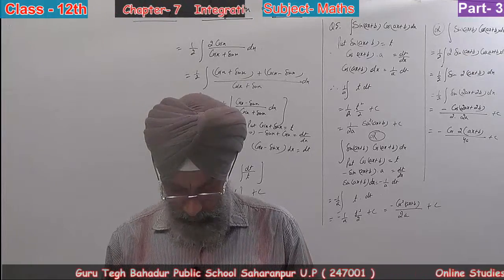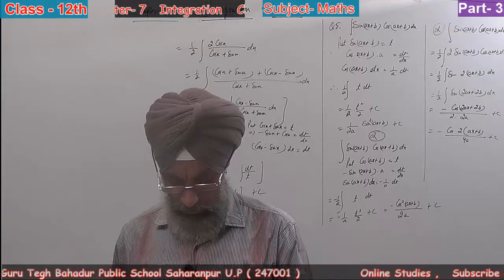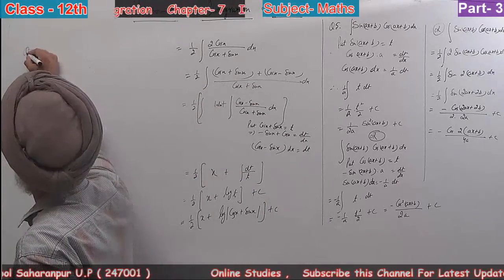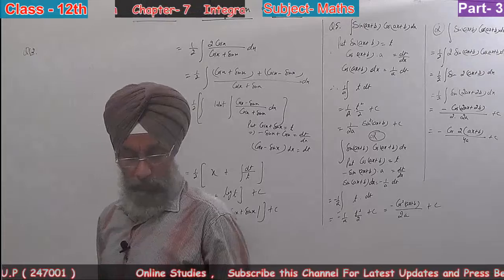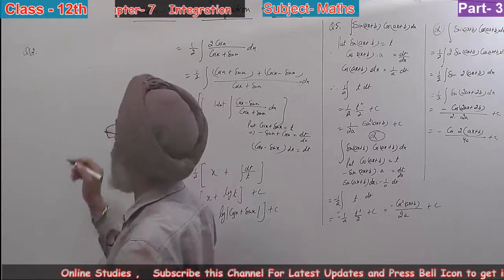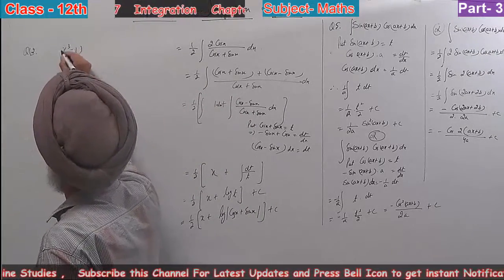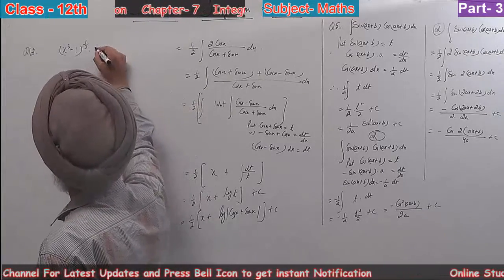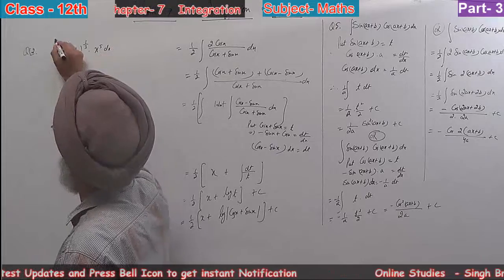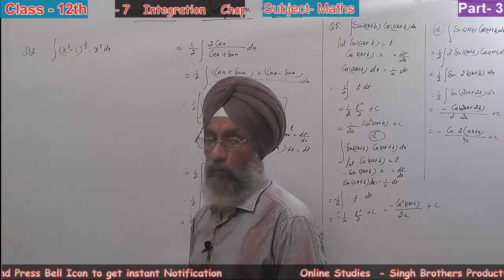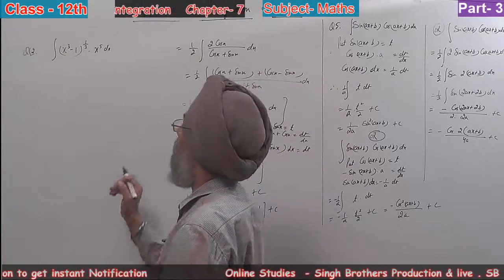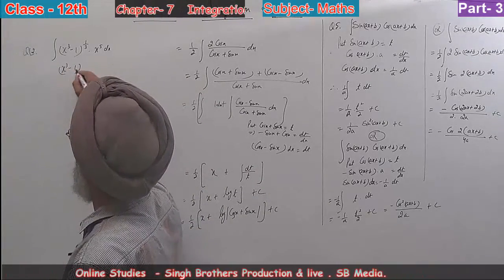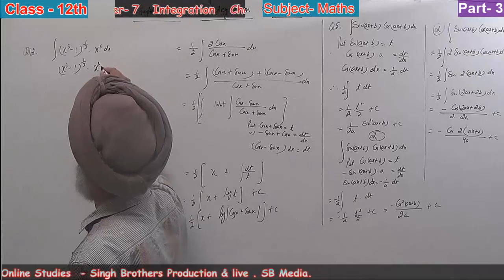If we take question number 12 here, it is given (x³ − 1)^(1/3) x⁵, and we have to integrate it. To do this question, we have to break this x⁵ as x³ into x².